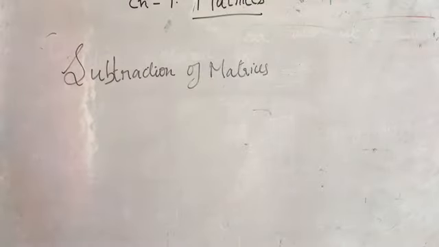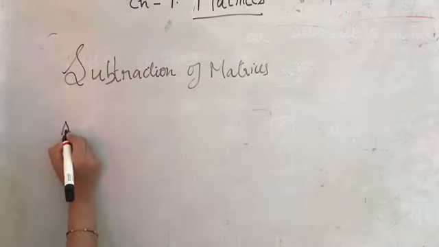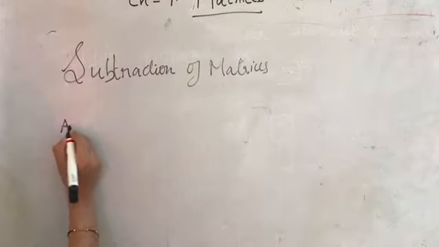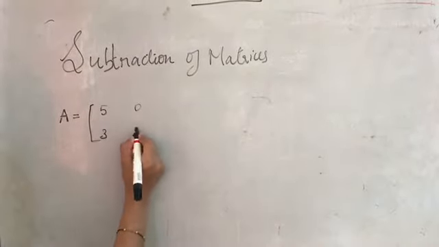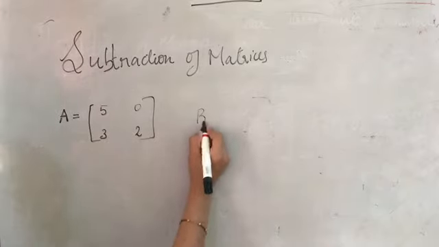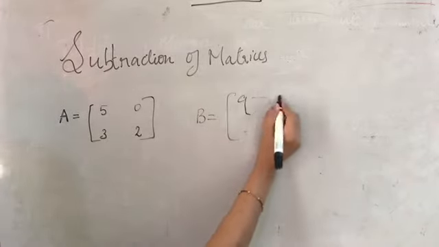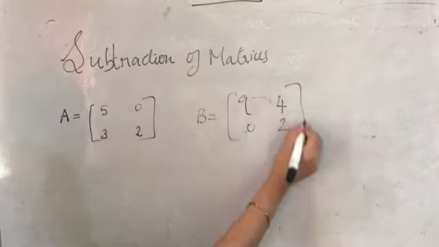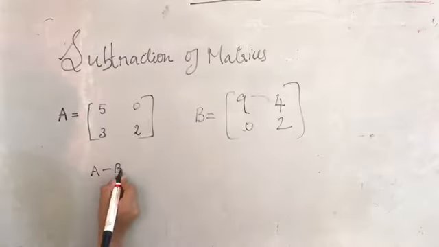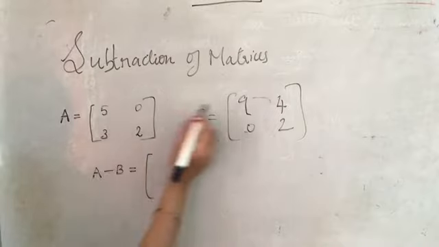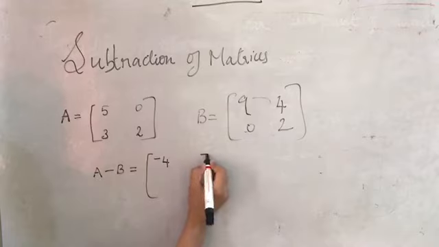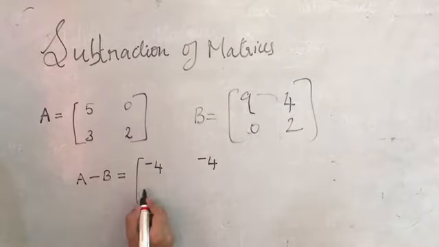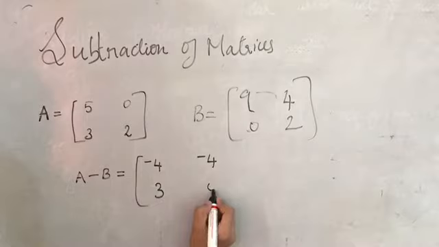Next is subtraction of matrices. This is similar to the addition of matrices. In this case also we must have two matrices of the same order. So if I take a random matrix, B is equal to 9, 4, 0, 2. A minus B equals 5 minus 9 is minus 4, minus 4, 3 minus 0, 3, 2 minus 2, 0.